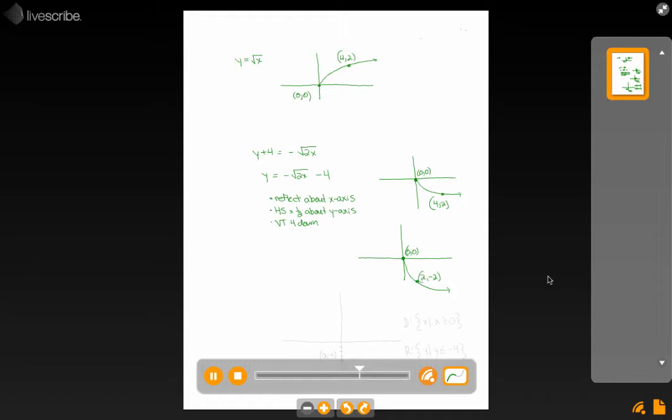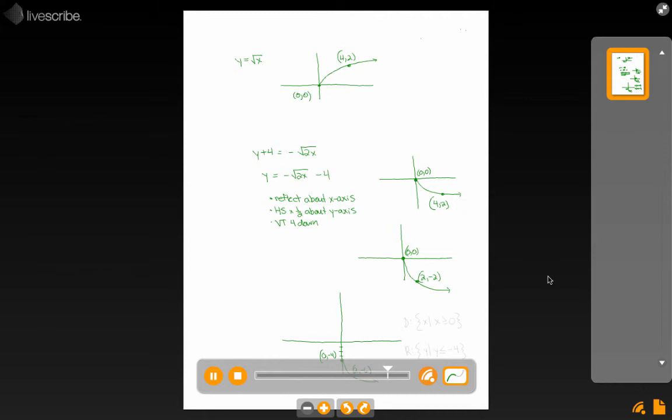Finally, we want to take this graph and move it 4 units down. Vertically translated 4 units down. So 1, 2, 3, 4. We're at 0, negative 4, where we used to be at the origin. The curve is still heading off in this direction. And this point that used to be 2, negative 2 is now 2, negative 6. So the final graph looks roughly like that.